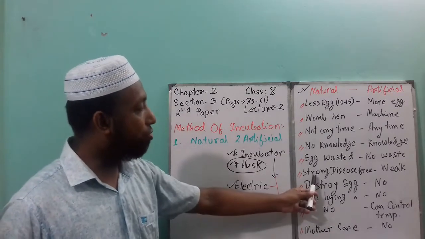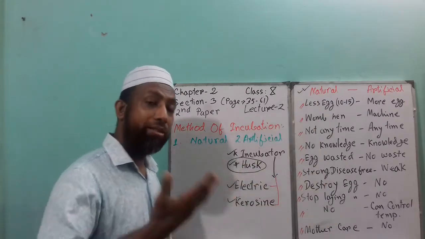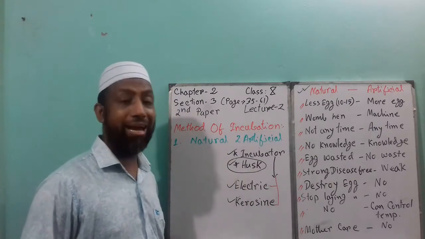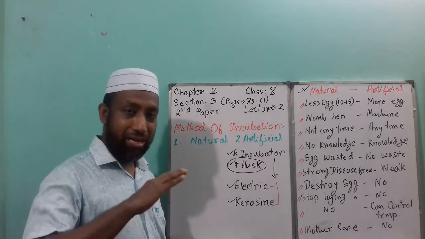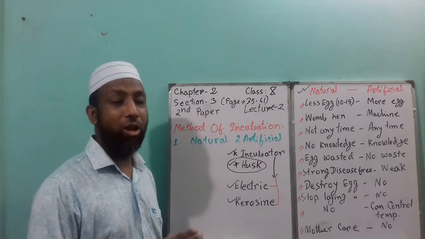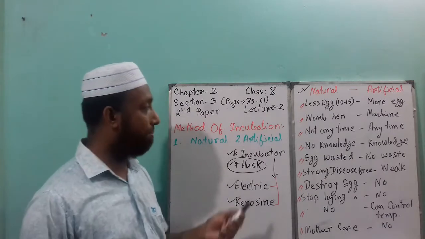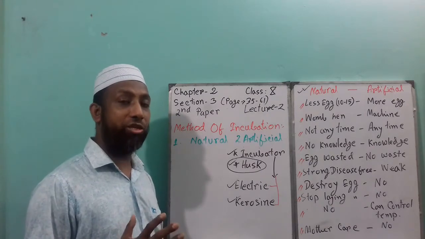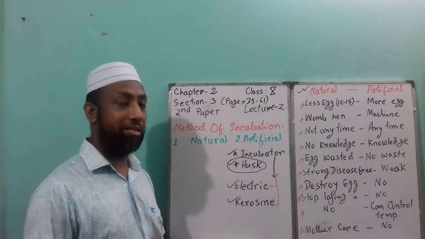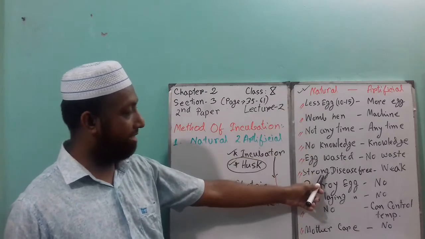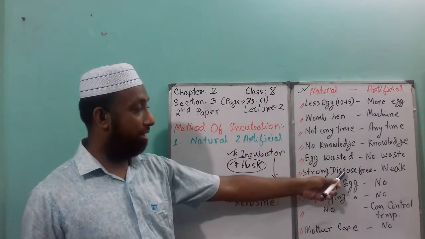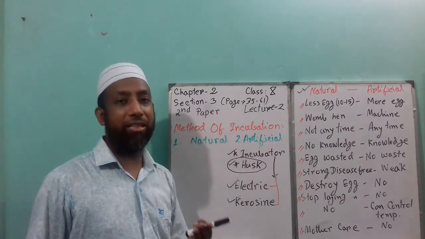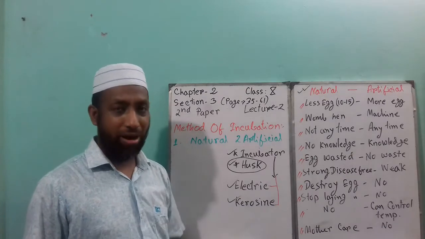Next point is strength. In the natural method, when the baby chicks come out, those chickens will be strong and disease free. That means the chance of disease occurring is low in the natural method, and the chicken is strong because after birth the chicken moves around every place. This is the main point, and it is very good for the farmer if no disease attacks the chicken.